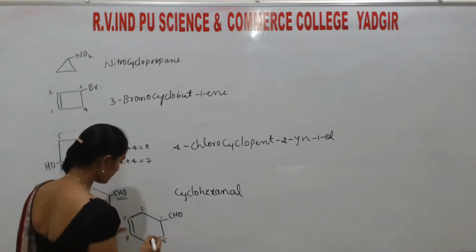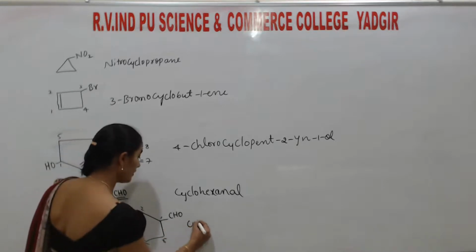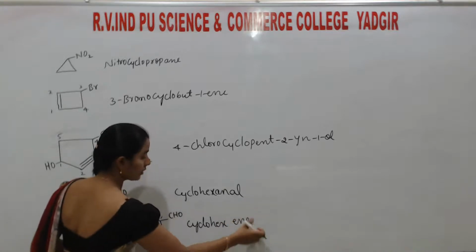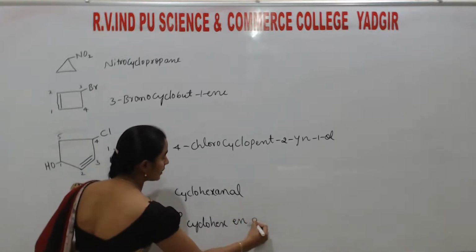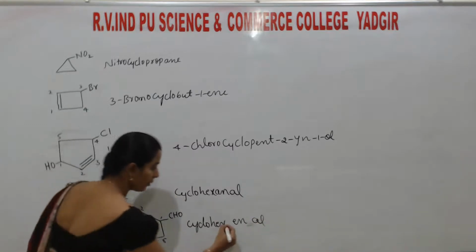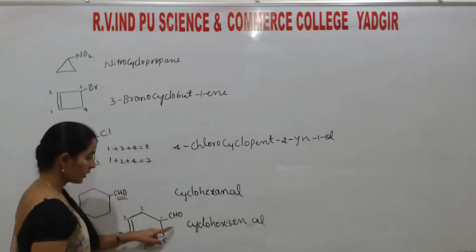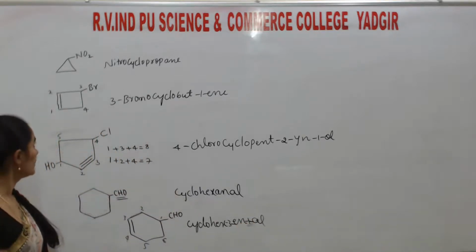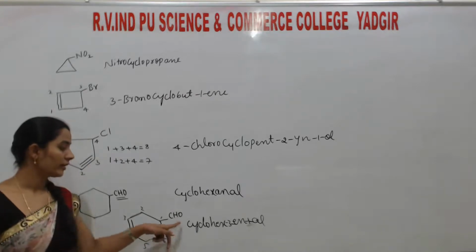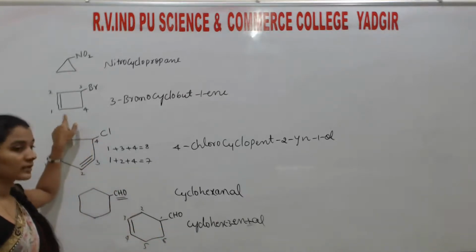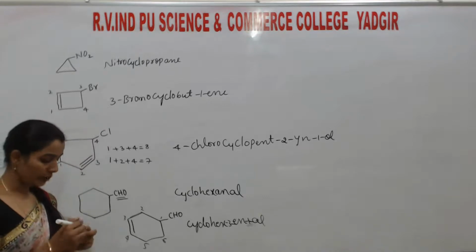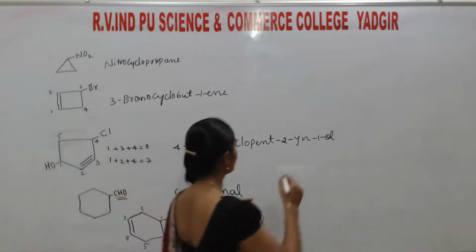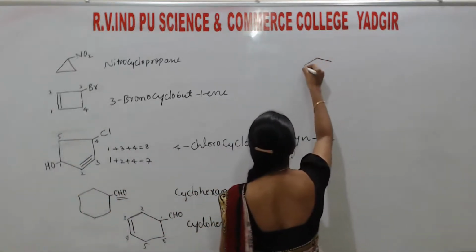So here, this parent chain is cyclohexane. The last E is replaced by -al. Hexene, that is, the double bond is present at third position, and this -al is present at first position. Because the preference is given to what? CHO here rather than this double bond. But here what happens? Preference is given to double bond because here they are halogens. Understand?